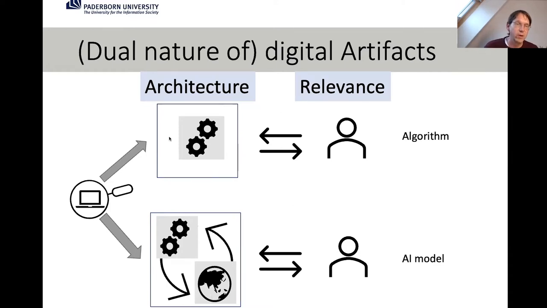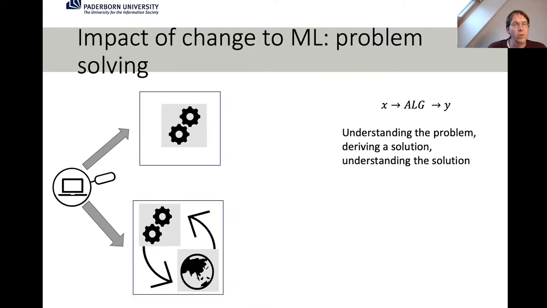So here, with the gearbox algorithm example, that's the typical thing we teach at school. We have a problem and try to design the correct solution, and that is we design an algorithm that transforms some input data into the desired output. And in order to do so, we have to understand the problem, derive a solution, and then when it's done, we are also able to understand the solution.